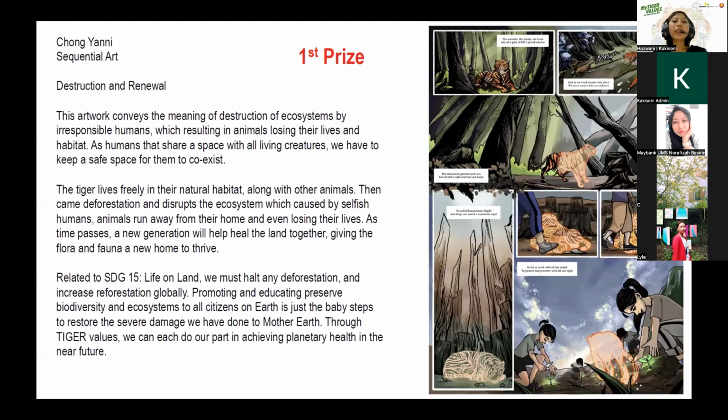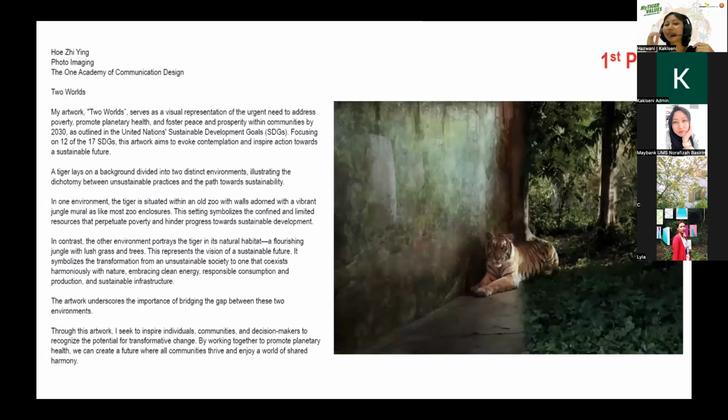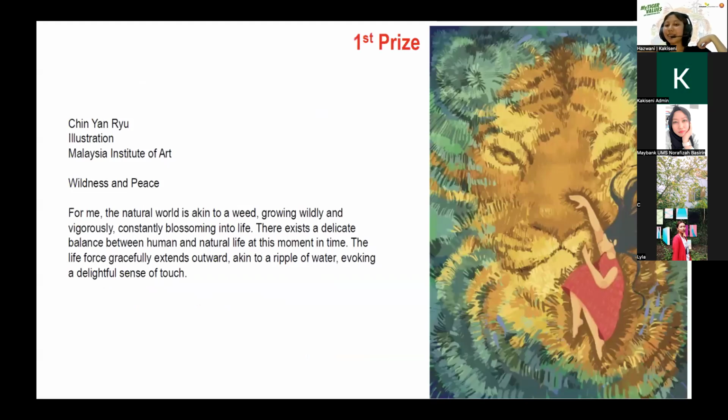Okay, now we'll move on to the university category. For university, we have three categories. First is sequential art. What we're showing now is last year's winner, first prize. So, this is sequential art. You can see how it reflected the SDG values and also the Tiger values. And also we have this, which is for photo imaging. Photo imaging is the same as well. And the next one would be illustration.